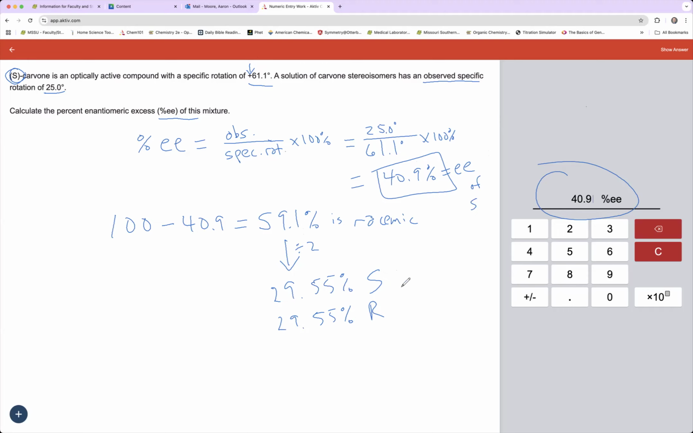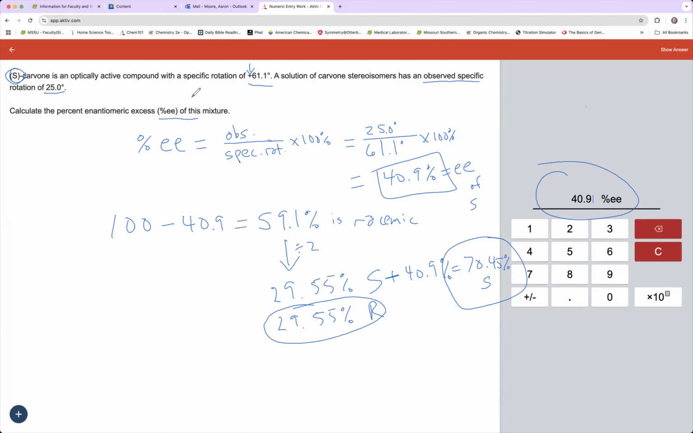Okay, so I'm just going to add that to my portion of the racemic that's also S. So I add to that the 40.9 from the enantiomeric excess. Okay, and if you add those two numbers together, the 29.55 plus the 40.9, what you get is 70.45. So 70.45% S, okay, and then the rest of it, the 29.55% R. So that's the composition of this mixture that gives you the observed rotation of the 25.